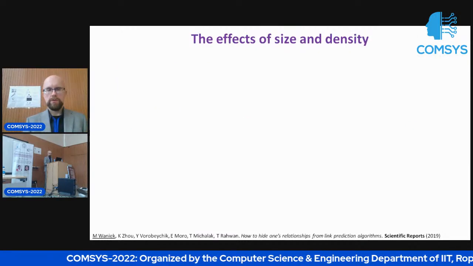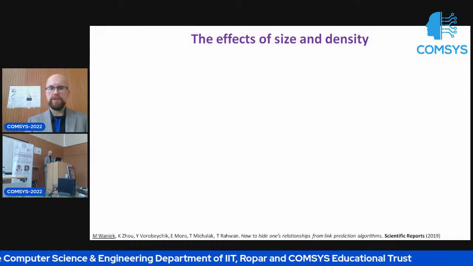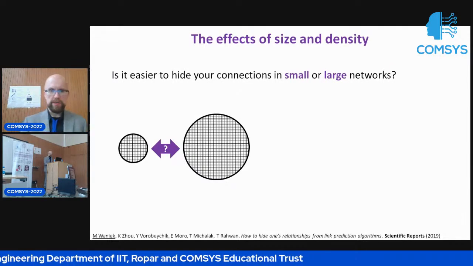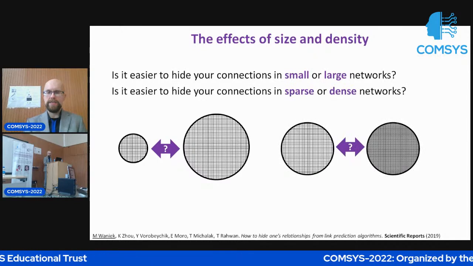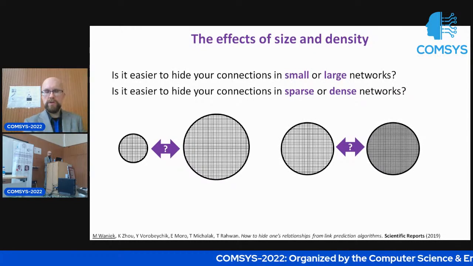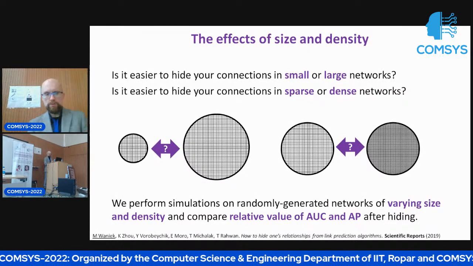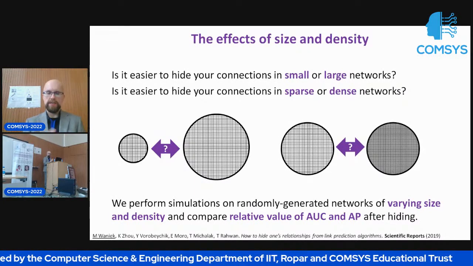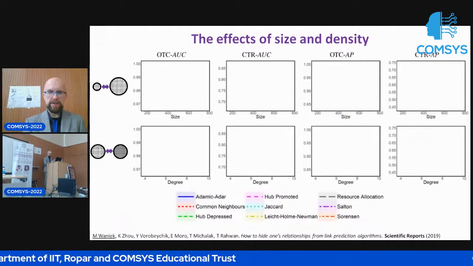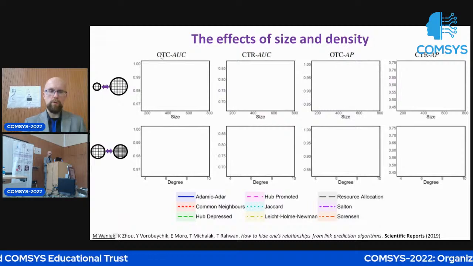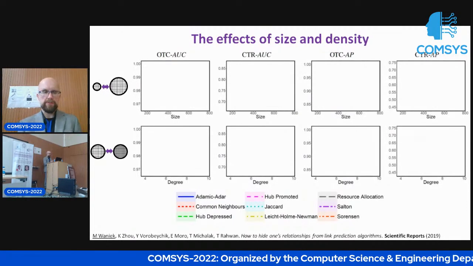Okay, so what we do in this work, we also evaluate the effects of size and density. So generally, is it easier to hide in small networks or in large networks? Is it easier to hide in sparse networks, so networks with few edges, or in dense networks, networks with many edges? We randomly generate networks with varying size and density, and we compare the relative value of AUC and AP after hiding. By relative value, I mean that at the value of 1, nothing changes. The lower this value, the better hidden my edges are.